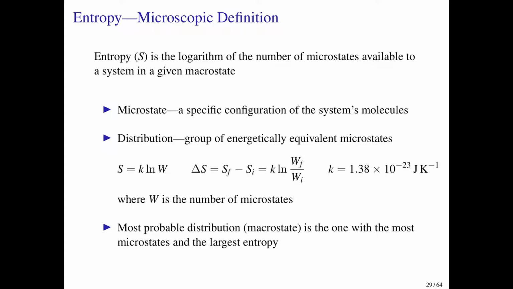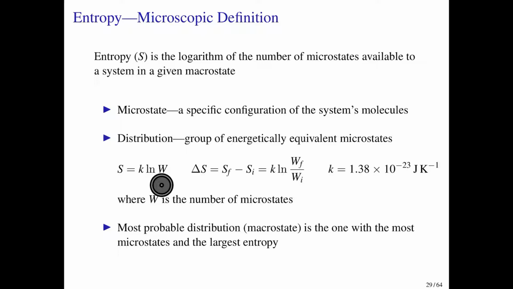The entropy of the macrostate is defined as the logarithm of the number of microstates corresponding to that macrostate. And the factor in front, K, is called the Boltzmann constant, and it has a value of 1.38 times 10 to the minus 23 joules per Kelvin. So the units of entropy are joules per Kelvin. From the microscopic perspective, the entropy is the logarithm of the number of microstates available to the system.